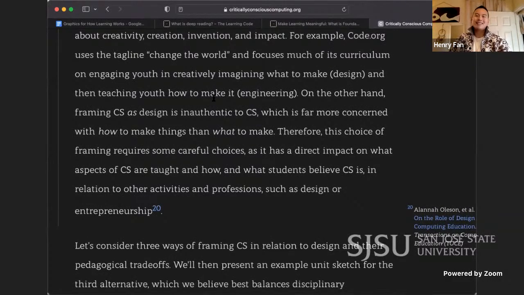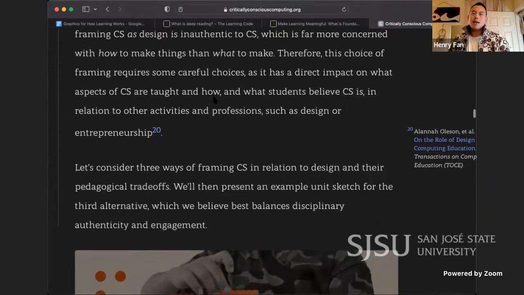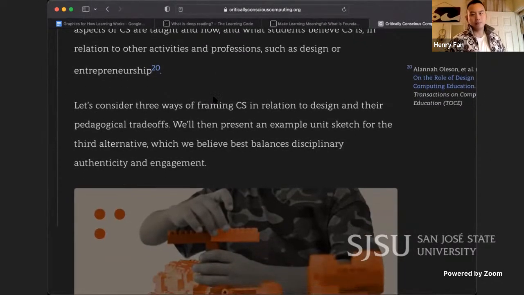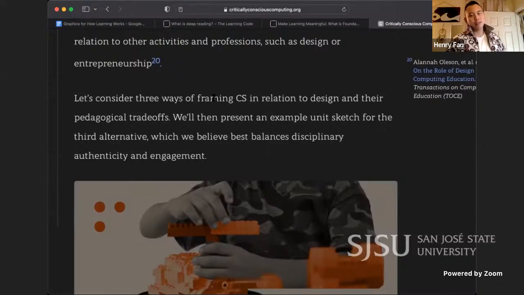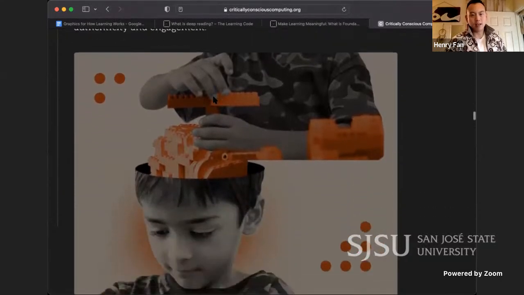On the other hand, framing CS as design is inauthentic to CS, which is far more concerned with how to make things than what to make. Therefore, this choice of framing requires more careful choices, as it has direct impact on what aspects of CS are taught and what students believe CS is in relation to other activities and professions such as design and entrepreneurship. Let's consider 3 ways of framing CS in relation to design and their pedagogical trade-offs. We'll then present an example unit sketch for the third alternative, which we believe best balances disciplinary authenticity and engagement.